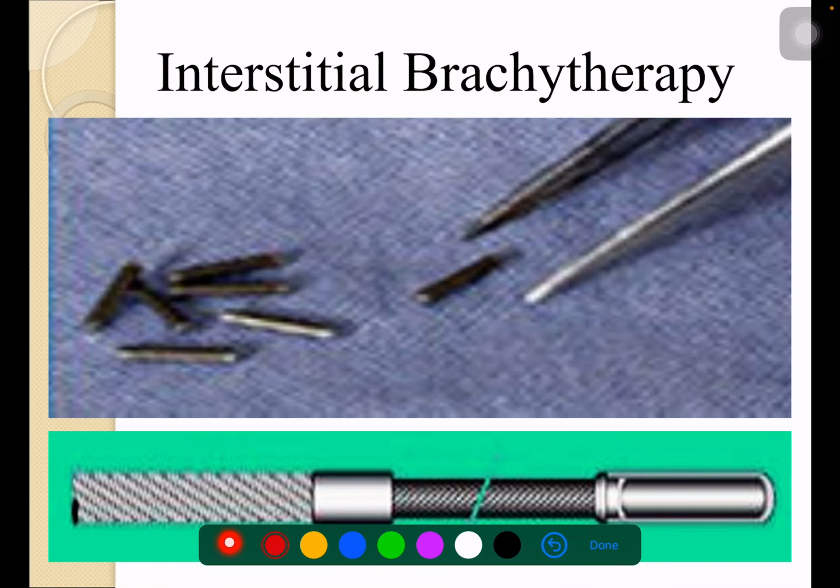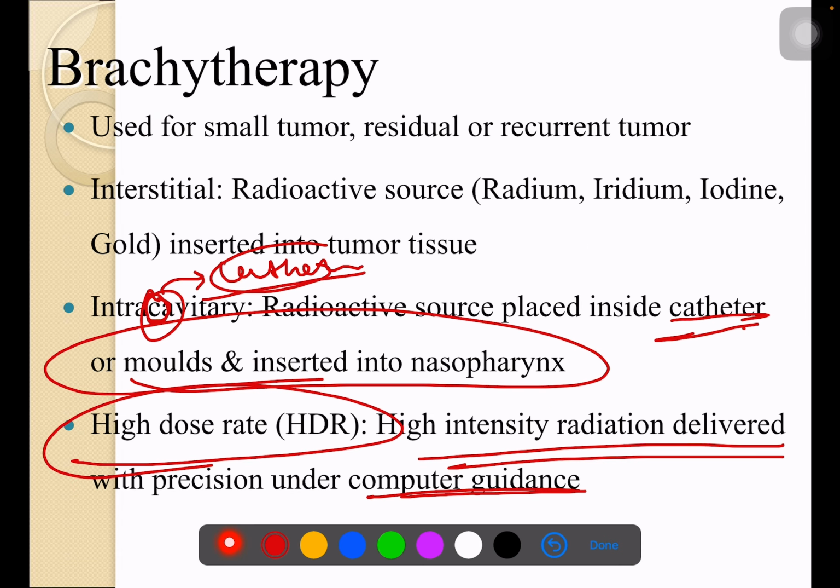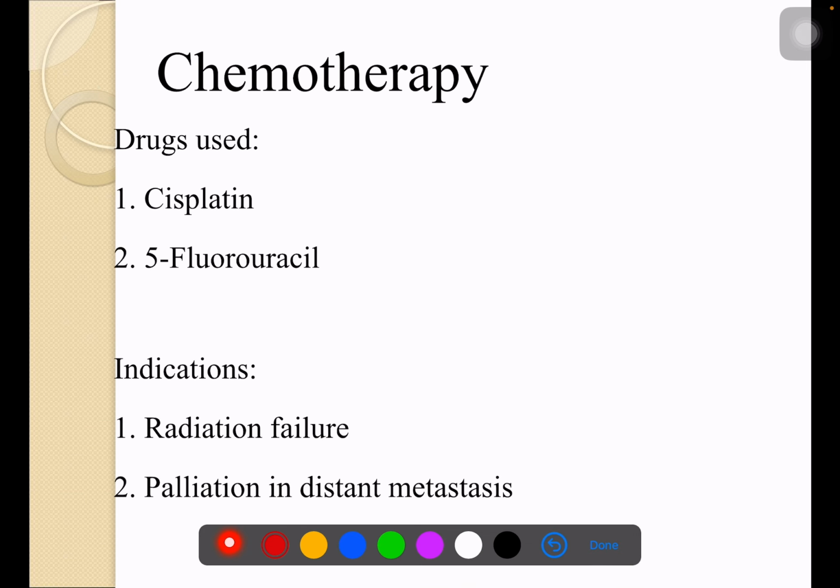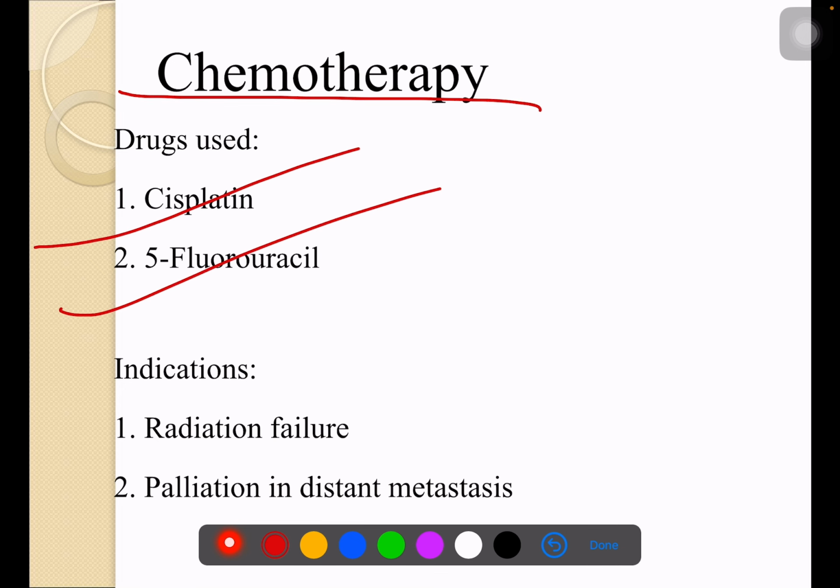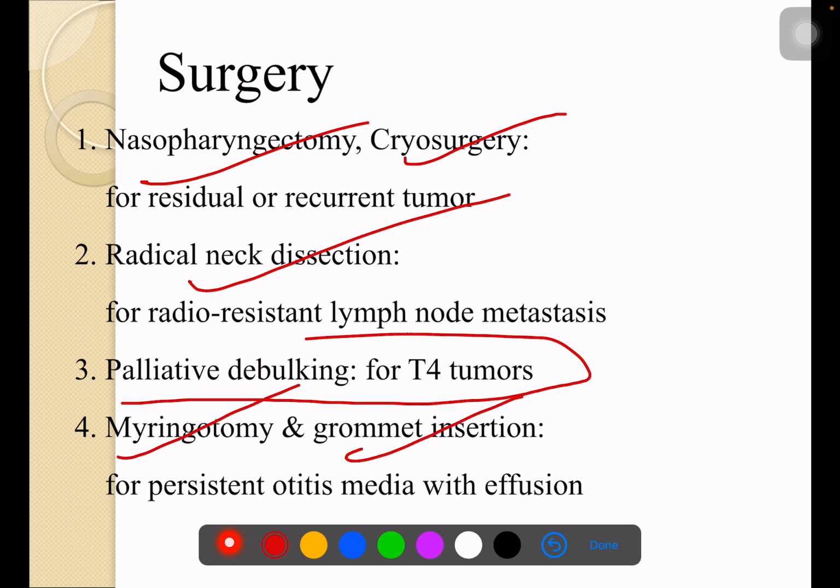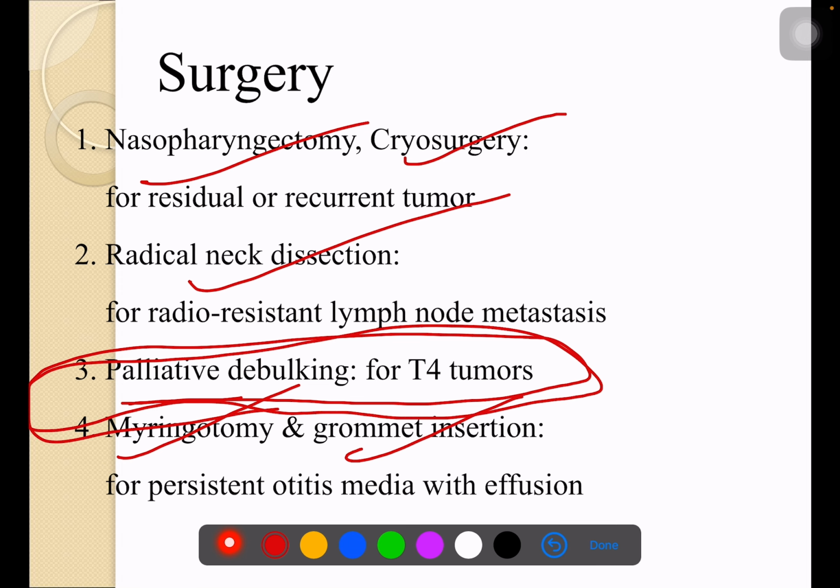Very, very good modality. So interstitial, just keep the radioactive substance into the tumor. Radioactive substance, radium, iridium, iodine, inserted into the tumor. Intracavitary, inside the catheter. You keep it inside the catheter and then you insert it into the nasopharynx. High dose brachytherapy. Now chemotherapy, cisplatin, fluorouracil. Next, surgery, nasopharyngectomy, cryosurgery, radical neck dissection, myringotomy and grommet insertion, and palliative debulking for T4 tumor.